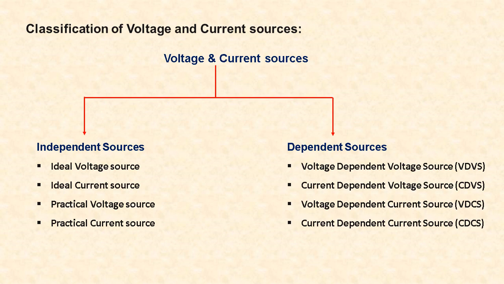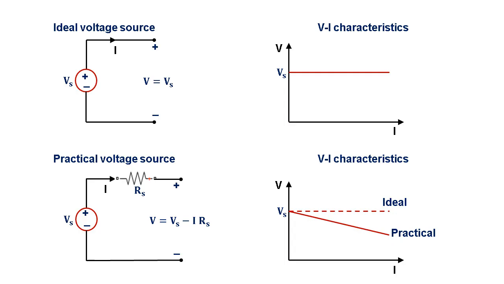Next is the classification of voltage and current sources. These are the active elements, and they can be classified as independent sources and dependent sources. Under independent sources, we have ideal voltage source, ideal current source, practical voltage source, practical current source. And under dependent sources, we have voltage dependent voltage source, current dependent voltage source, voltage dependent current source, current dependent current source.